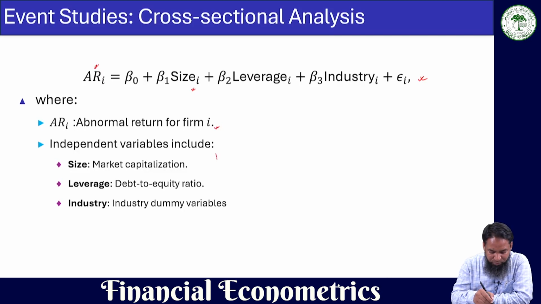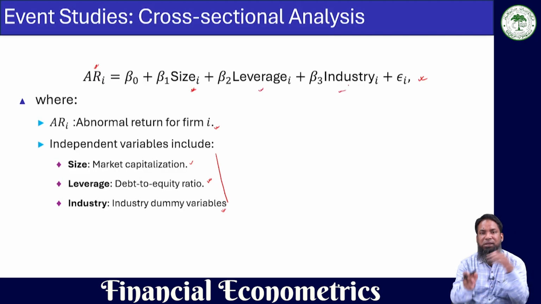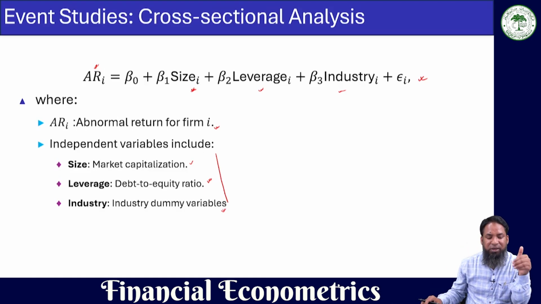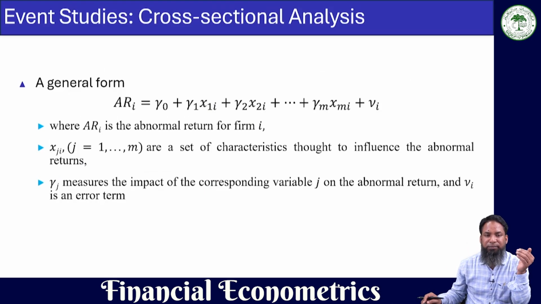The independent variables are included to characterize certain aspects, for example, market capitalization, leverage ratio, or the industry dummy variable, which industry we have. We have included these so that we can see whether size matters for the abnormal returns, whether the leverage, that is the debt to equity ratio, matters, or whether the industry matters for the abnormal returns. So, that is what we call the event study cross-sectional analysis.